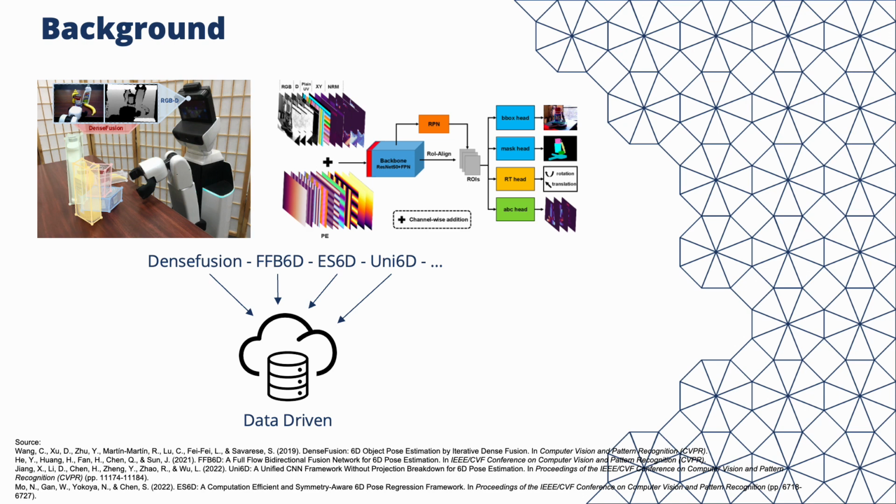Current pose estimation methods are mostly data-driven, like DenseFusion, FFB6D, ES6D, and also Uni6D, which means they need large-scale, high-quality data to train their deep learning methods.